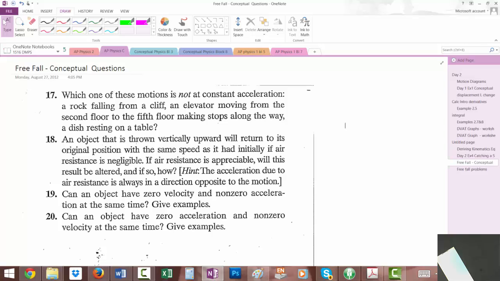Number 18. This is the contentious one. What'd you say? Or maybe it's not contentious. Jonathan wants to share something. Go ahead. The result will be altered, and the final velocity will be lower. Well, the magnitude of the final velocity will be lesser. Do you guys agree? True. Yes. Solid. Good. 19?